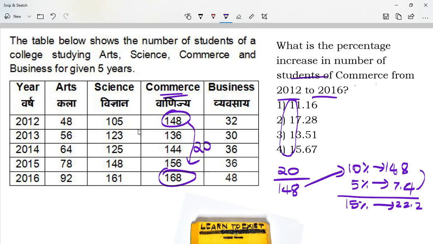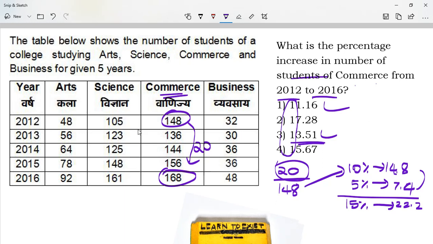So 15% would be more than this value. Okay, so our value will be less than 15%. So these are the two values less than 15%, and I am betting on this one since this is the closest one, and we can further check it.